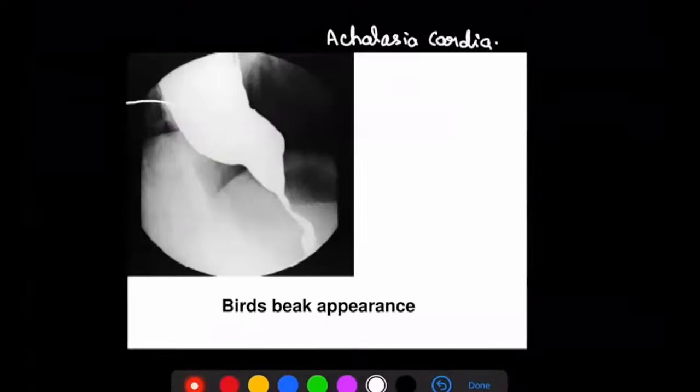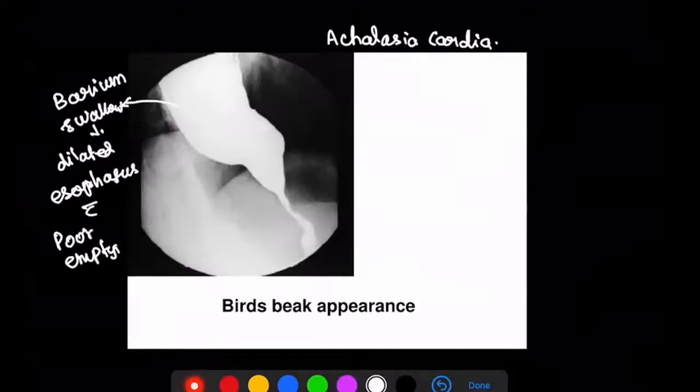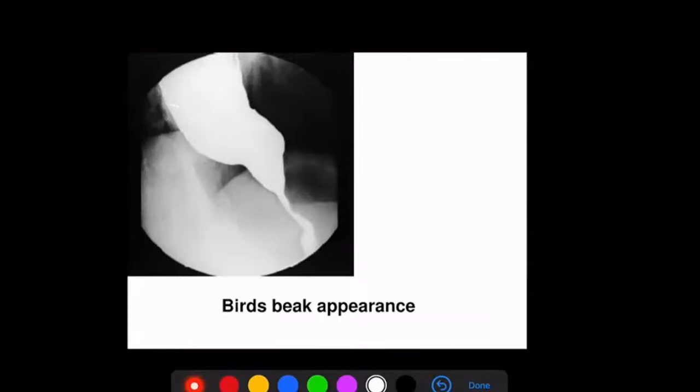It's the barium swallow. It shows the dilated esophagus with poor emptying. So this is bird's beak appearance, achalasia cardia.